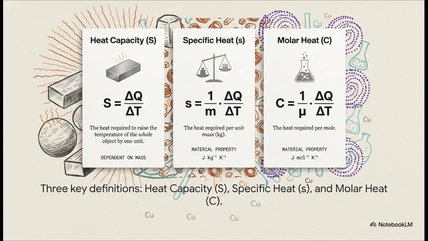And finally, there's molar heat, big C. This is kind of similar, but instead of mass, it's standardized per mole, which is just a way for scientists to count atoms. The big takeaway here is this. Specific heat and molar heat tell you about the substance itself. Copper is copper, no matter if you have a tiny wire or a giant statue.